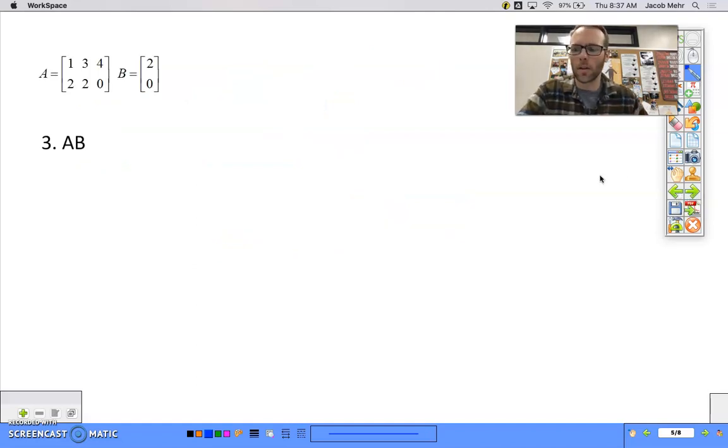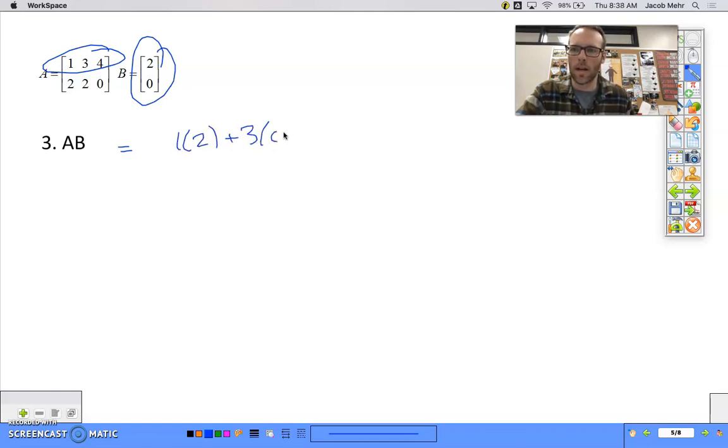Okay, let's look at this one now. We're taking matrix A times matrix B. So let's set it up. We're going to take left row, or top row, times left column. 1 times 2 plus 3 times 0 plus 4 times, what? There's nothing for it to multiply. Okay? We cannot multiply these two matrices. This one is not possible.